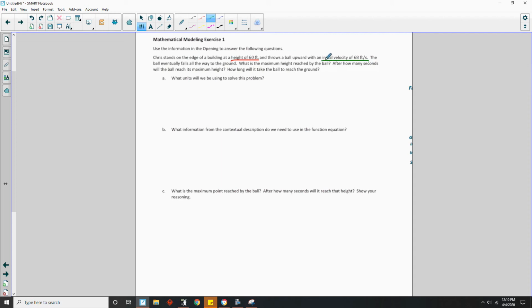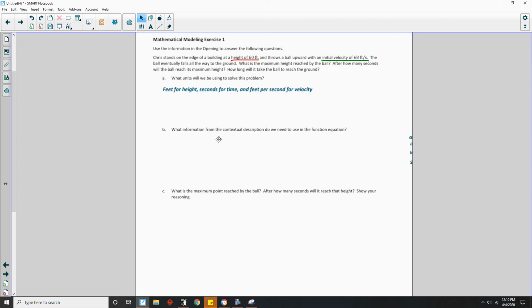What is the maximum height the ball reaches? How many seconds will the ball reach its maximum height? And how long will it take the ball to reach the ground? So A says, what units will we be using to solve this problem? The unit of measurement we're going to be using is feet for height, height of 60 feet, seconds for time, and feet per second for the velocity, since the initial velocity is 68 feet per second.